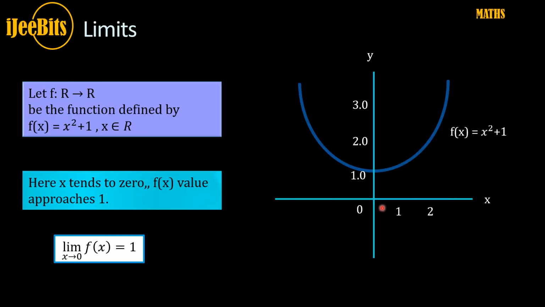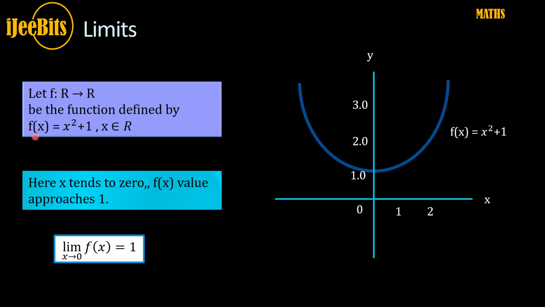Let's look at this example. Basically, this is a definition for limits in a way. Let's assume you have a function f of x which is x square plus 1. Think about this behavior of the equation. Let f from R to R be a function defined by f of x equal to x square plus 1, where x belongs to R.